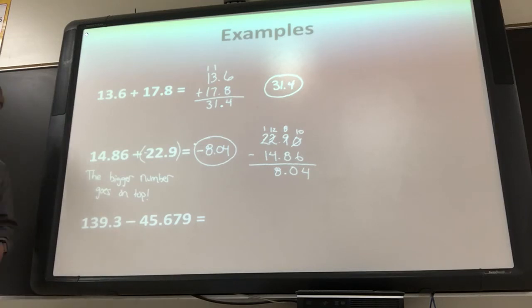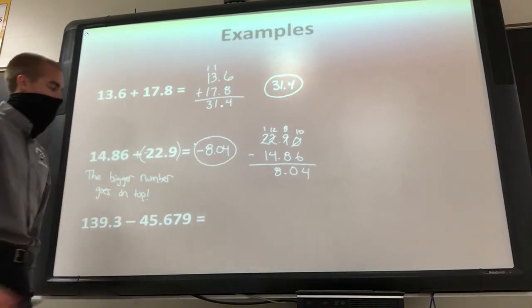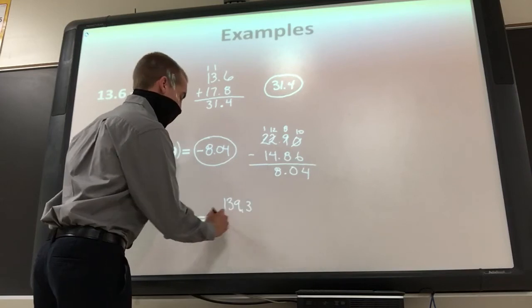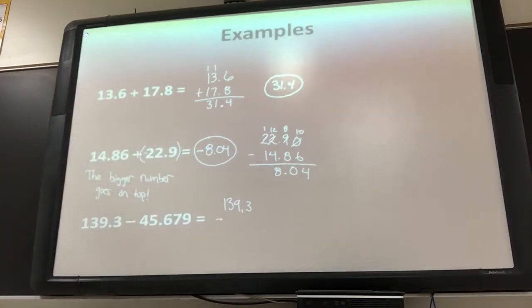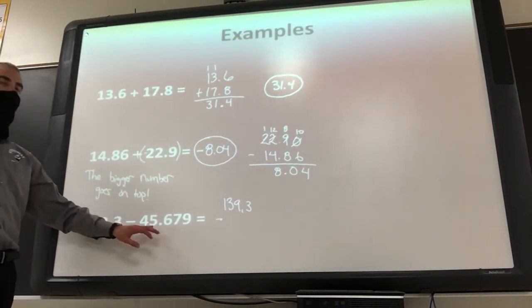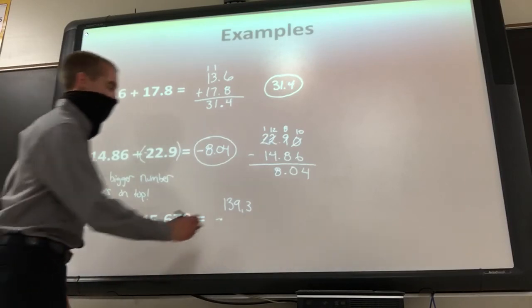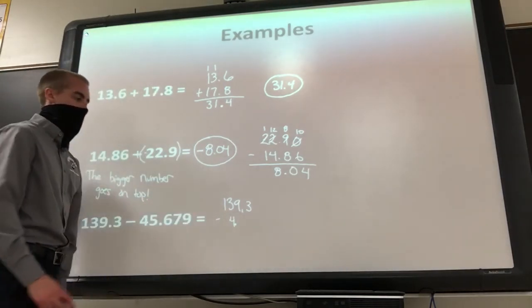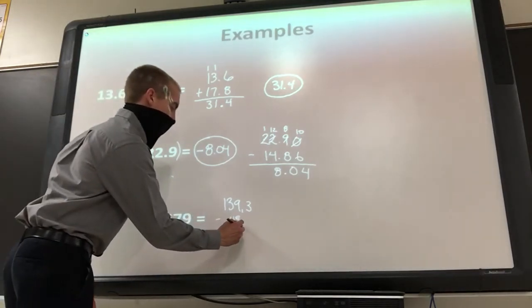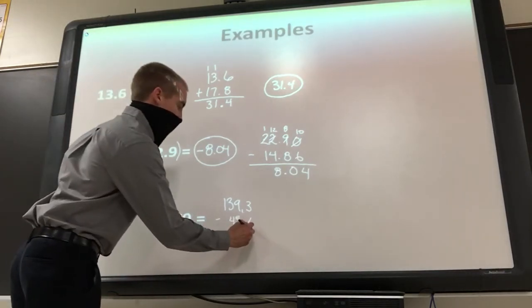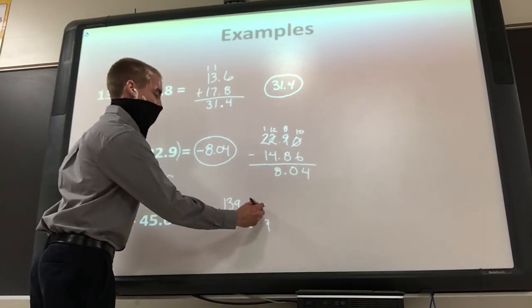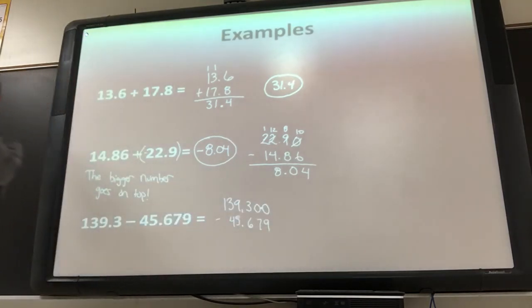For our third one, we can just keep this in the same order, 139.3 minus 45.679. This is where it's important to make sure your decimal points are lined up. So that 4 is going to go under the 3 in 139. And we're going to have to add 2 zeros after our 0.3 there up top.